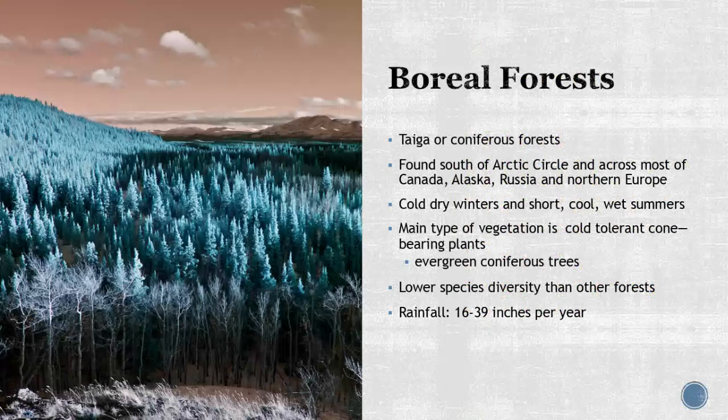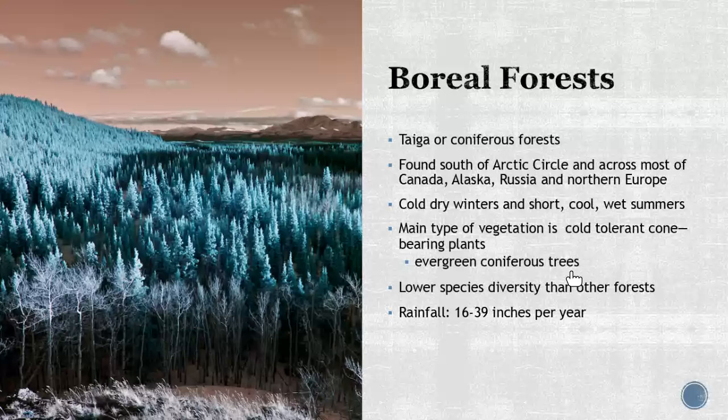Another type of forest is the boreal forest. So these are your taiga, or your coniferous forest. You're going to see these mostly in the northern areas, and you'll find them in the Arctic Circle, Canada, Alaska, Russia, and northern Europe. These are noted for having cold winters and short, cool, wet summers. Now, one thing you're going to see is a lot of evergreen coniferous trees. So remember, these are like your pines and all that stuff.